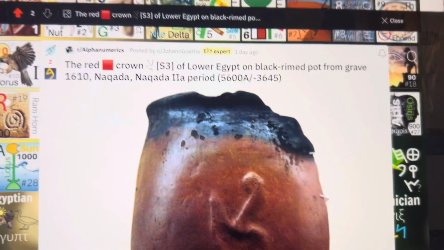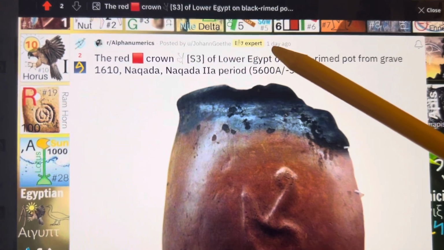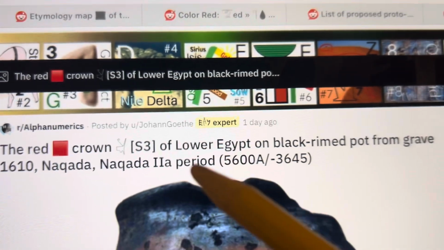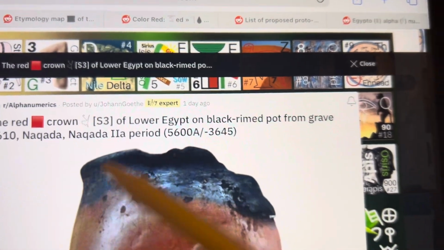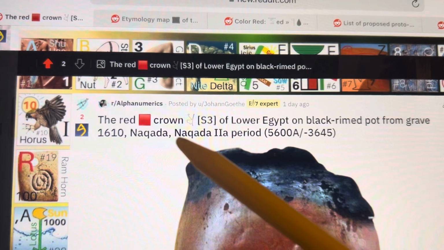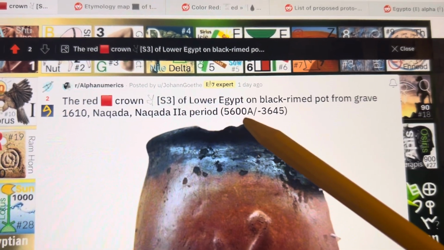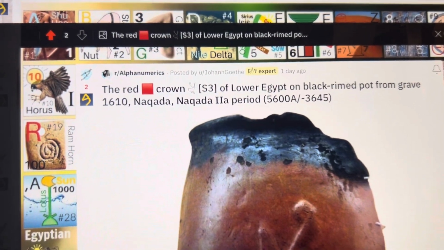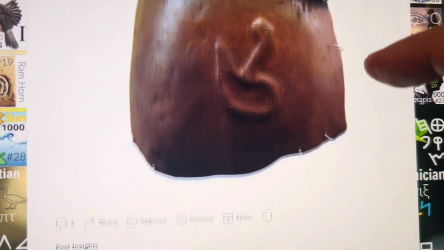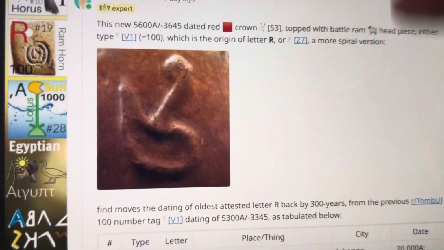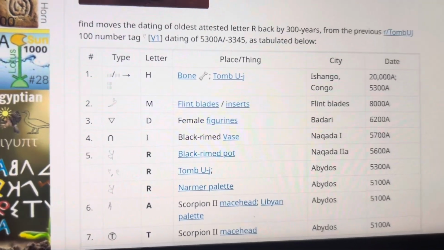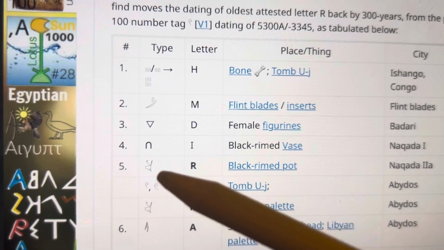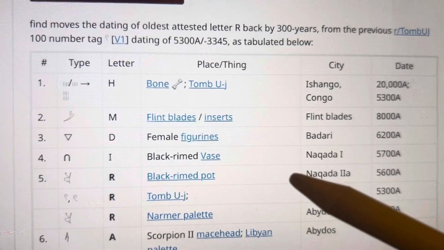Over here we see what prompted me to start making this map: the red crown S3 sign found in Lower Egypt on a black rimmed pot from grave 610, Naqada 2 period, dated to 5600 A, or 5,600 years before atoms were seen. So this makes it the fifth oldest letter dated extant.